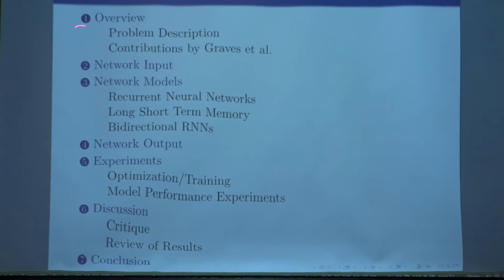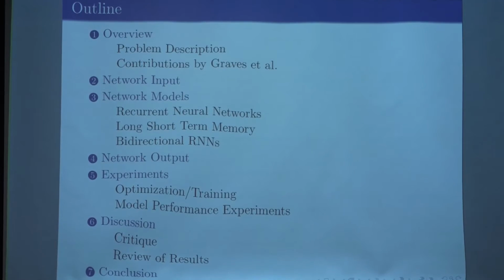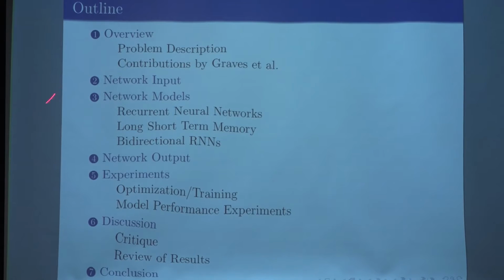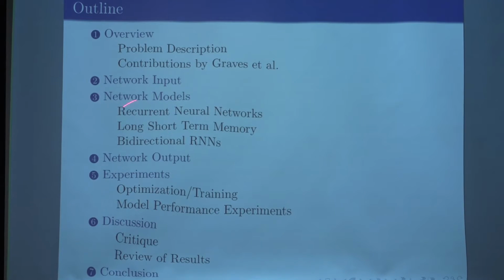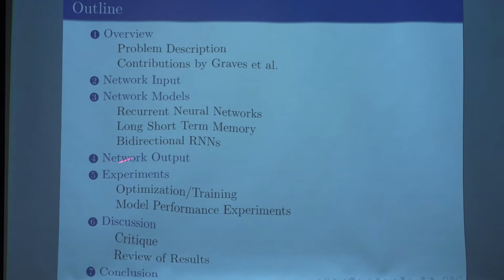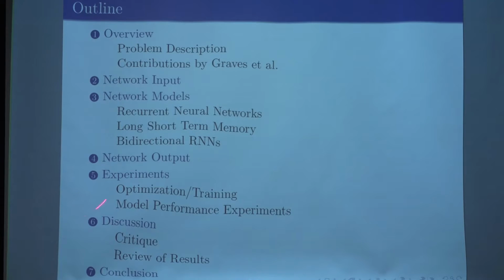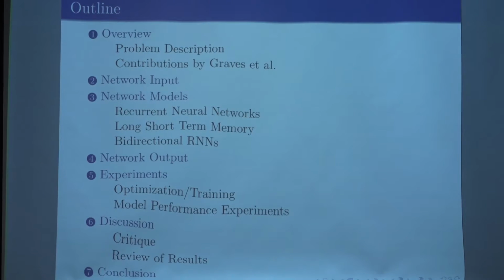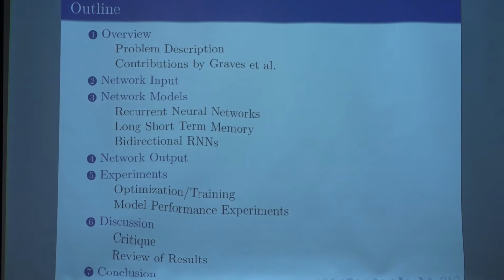So as a bit of an overview, first we'll start with a problem description of exactly what they're trying to do and their contributions. And then we'll talk about the networks they actually use, starting from their input and how they pre-process the data, and then talk about the models they've used, as well as the two different output layers they had for making predictions. And then we'll talk about the experiments they did on this data set, the methods they had to optimize. And then we'll have a bit of a discussion about the statistical validity of what they presented.